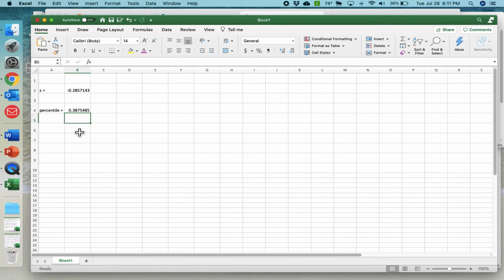Remember I said that was to the left though. So if we want to the right, then we would just say equals 1 minus, select that cell. There we go. That was our percentage to the right. 61.24% of females consume more than 2,000 calories per day.